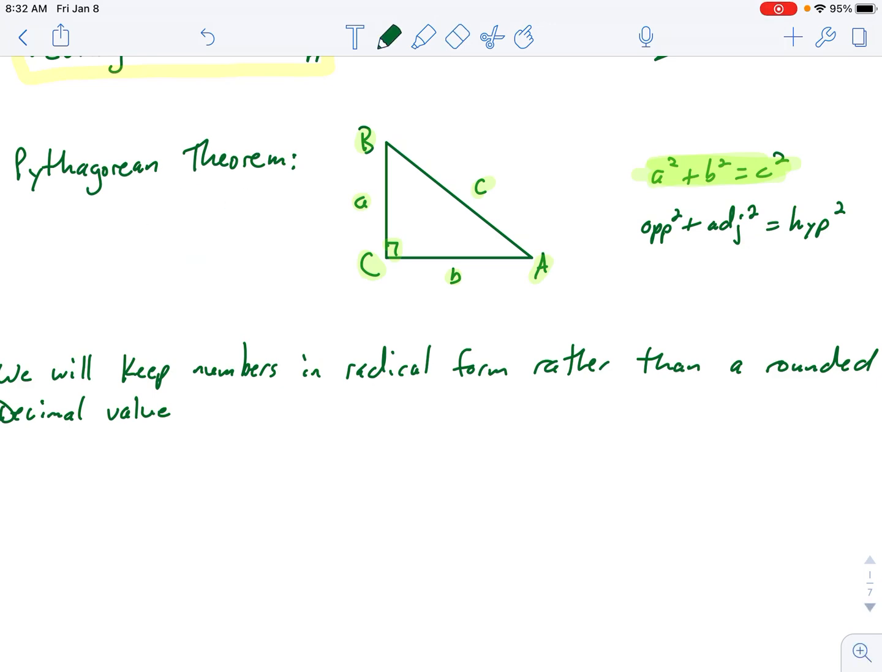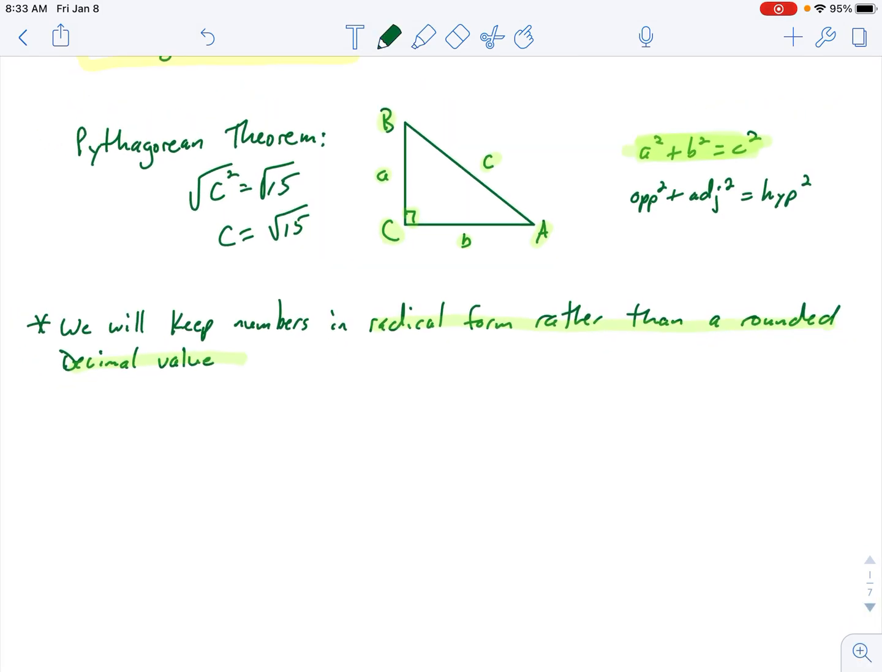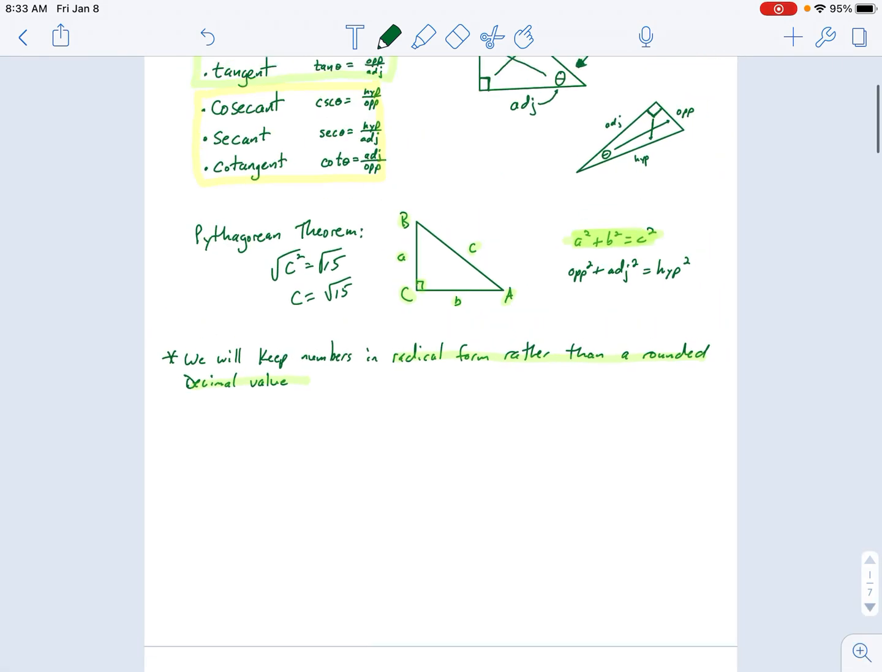But what if you're doing a problem and you get c squared equals 15 and you square root both sides? So you get c equals square root of 15. Do you go to the calculator and type that in and work out a decimal answer? You could, and if the instructions tell you to, you could. But for right now, we are going to leave everything in radical form rather than a rounded decimal value. So we're not going to use the calculator to get decimal values on square roots whenever that comes up.